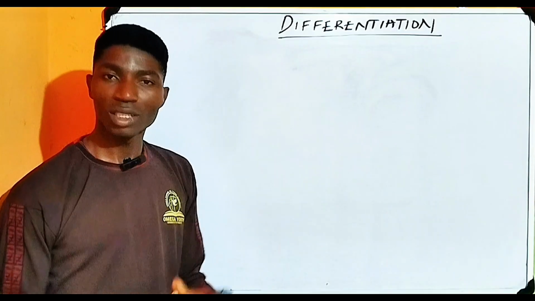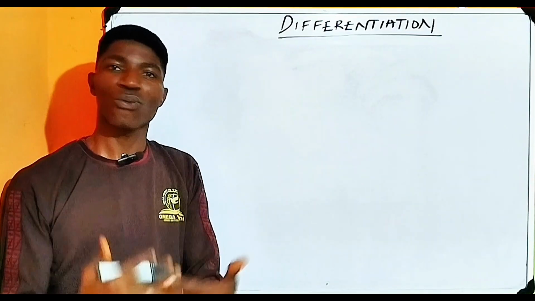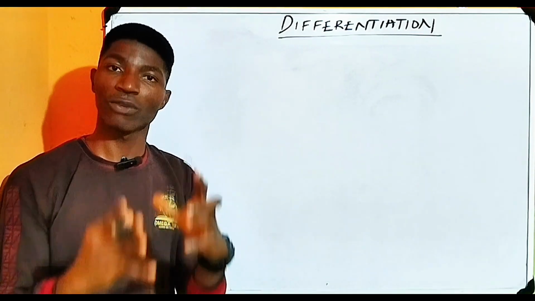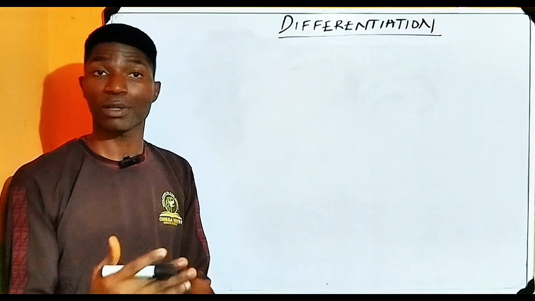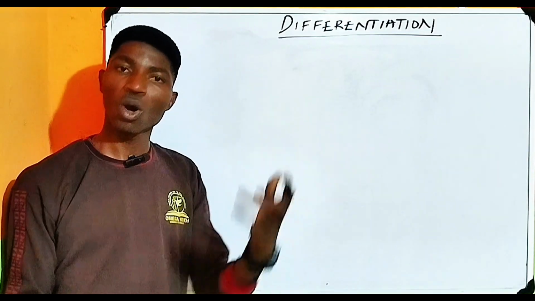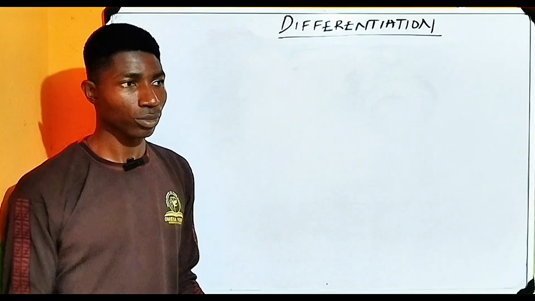What is differentiation? Differentiation is the process of finding the rate of change of a function with respect to time t, or with x as a variable.